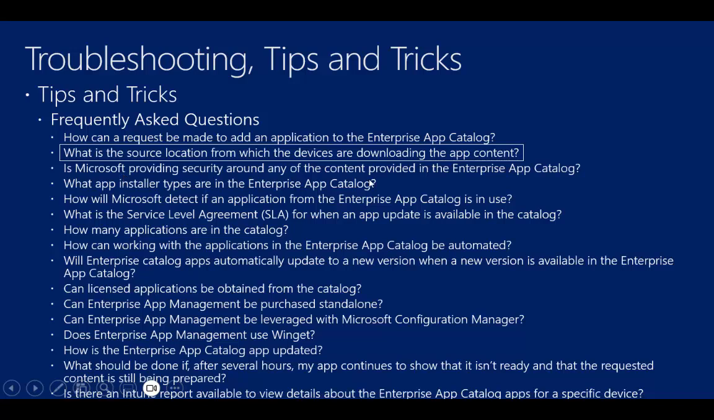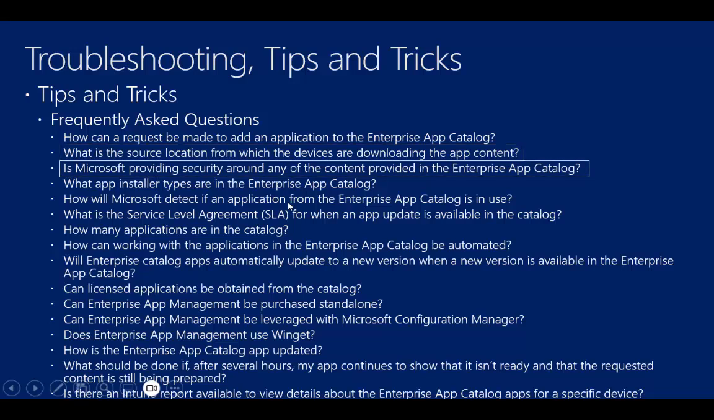What is the source location from which devices are downloading the app content? Well, it's going to be the Intune storage in the cloud, right? So just like Config Manager has distribution points, Intune has an internal source for storing data, and that's where the clients will pull from when downloading the app content, unless you have delivery optimization turned on. And then delivery optimization, once it starts to roll across your environment, will help optimize your usage of the WAN by providing access to it from other clients, right?